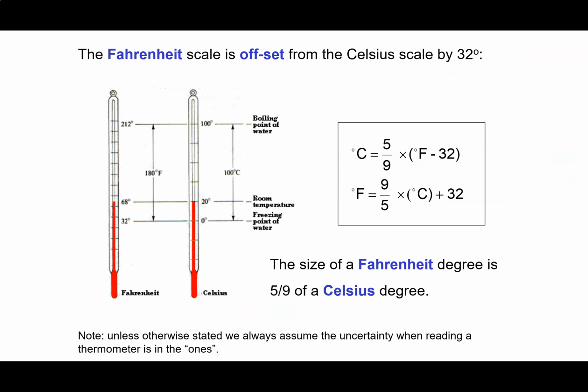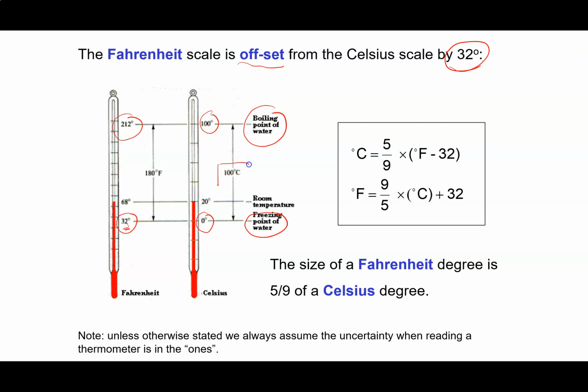So we can have a look at this a little bit closer. The Fahrenheit scale is offset from the Celsius scale by 32 degrees. 0 degrees Celsius is the same as 32 degrees Fahrenheit. So at 0 degrees Celsius, water freezes, and at 100 degrees Celsius, water boils. On the Fahrenheit scale, water boils at 212 degrees, and as I mentioned previously, it freezes at 32 degrees.